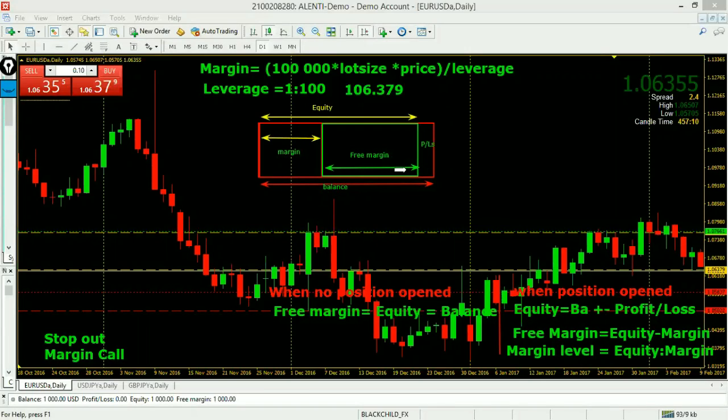So when your transactions are open, your margin, free margin, and your margin level, those are the three things that will be fluctuating, including the profit and loss as well, depending on the negative or positive pips you are gaining or losing respectively.